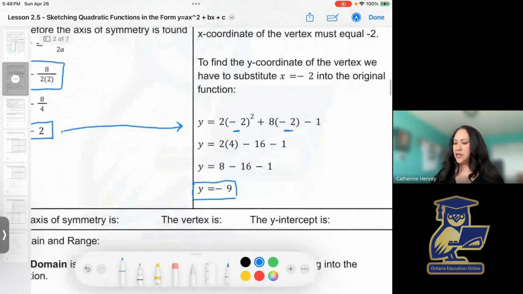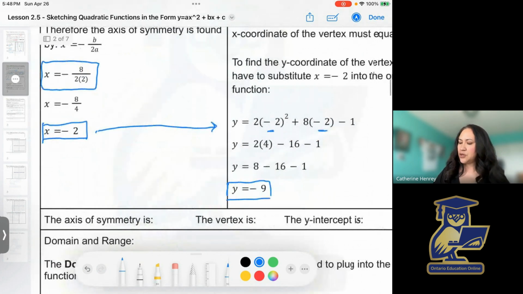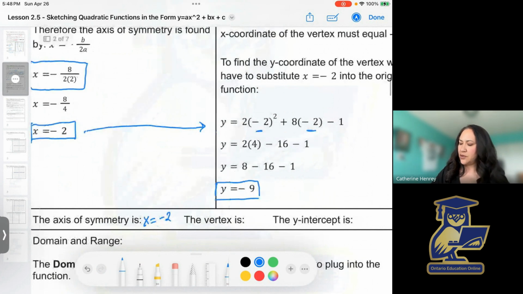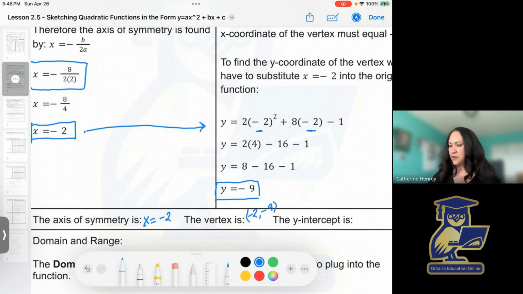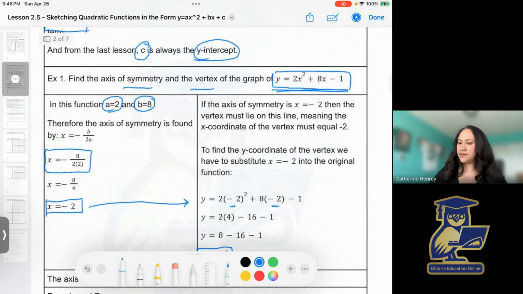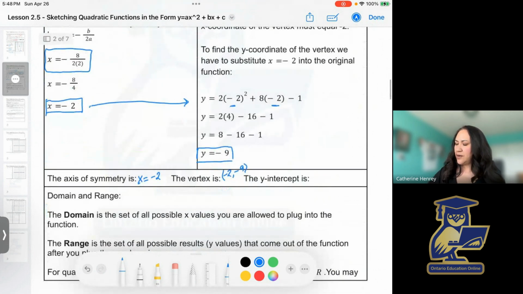So let's fill in here. The axis of symmetry is x equals -2. And the vertex we found is (-2, -9). The y-intercept, as stated above, is the c value. So here, the y-intercept is -1.